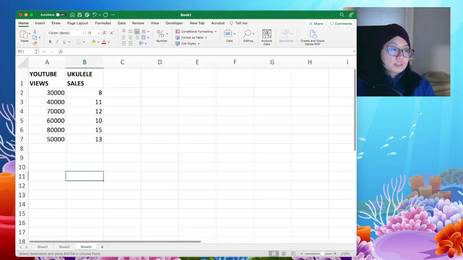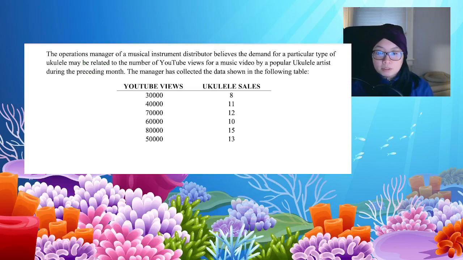The problem is that we have this sample problem where somebody in a musical instrument sales distribution world has decided that there is a causal relationship, cause and effect, between two different sets of numbers. One is a set of numbers relating to YouTube views, and this person has decided that for every 30,000 YouTube views, the ukulele sales would be 8. 40,000 views, 11. 70,000 views, 12 sales. 60,000, 10, and so forth.